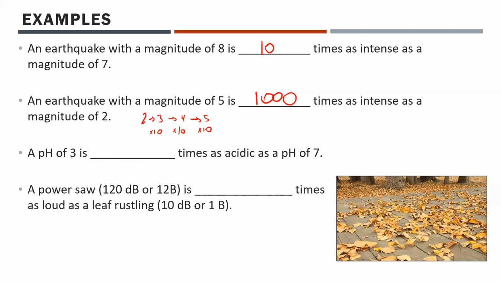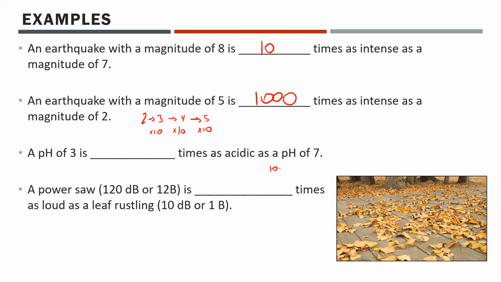Next one, a pH of 3 is blank times as acidic as a pH of 7. Just a reminder with pH, the lower your pH number, the more acidic you are. So that isn't backwards or anything. That is written correctly. Anyway, if we follow this back, 7 to 6 would be 10.